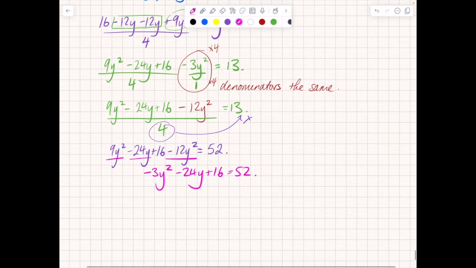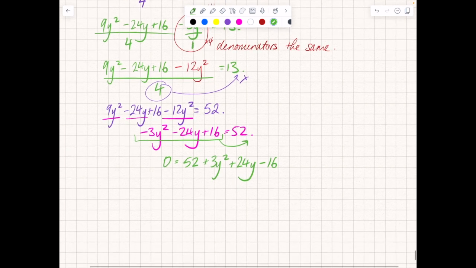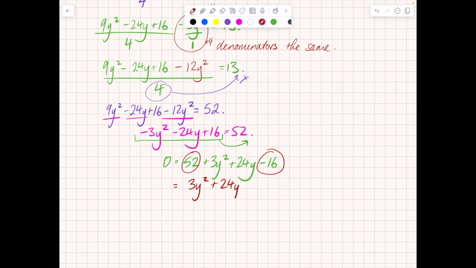Now, we need to make this equal 0, but what I don't want to do is do this, because if I do that, I've got this negative 3y squared, which is a bit awkward. So what I'm actually going to do is pick all of this up on this side, chuck it that way, and then it's 0 equals 52. Now it becomes plus 3y squared plus 24y minus 16. And from there, I can start to collect my like terms. I'm doing 52 minus 16. So 3y squared plus 24y all stays the same. And then 52 minus 16 will be 36.